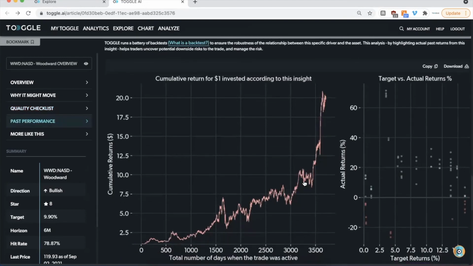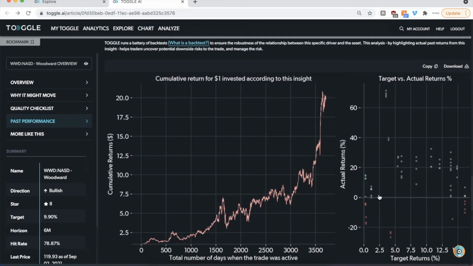And then lastly, these are the past performance graphs. On the left side is a time series graph that shows you the cumulative return had you invested $1 at the start, the first time an insight was released. The aim of this graph is you want to see a high cumulative return and not much drawdown.